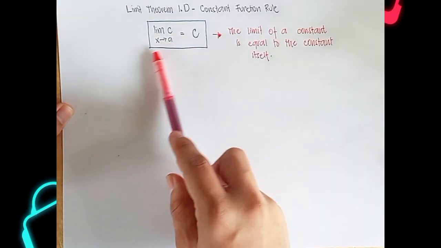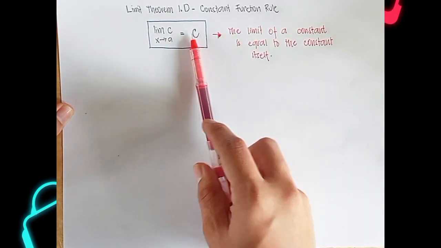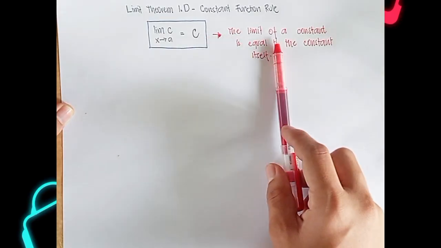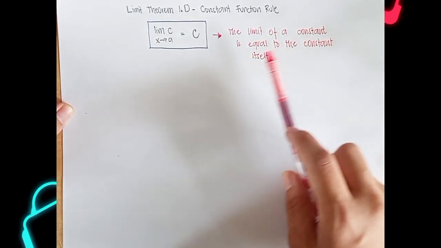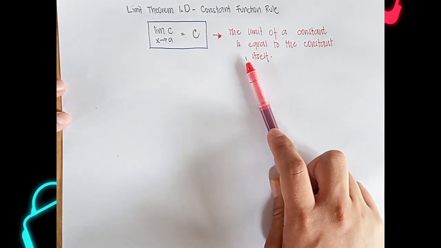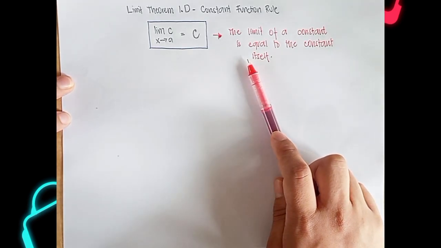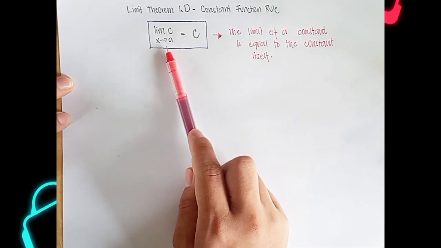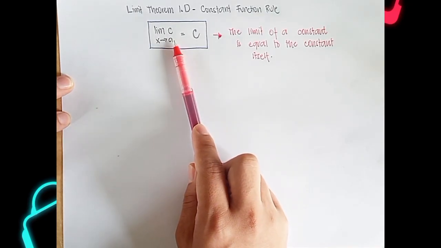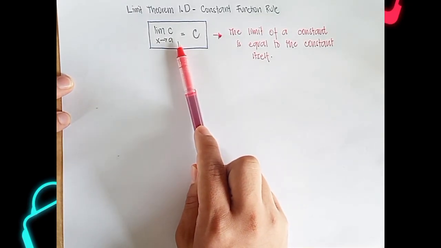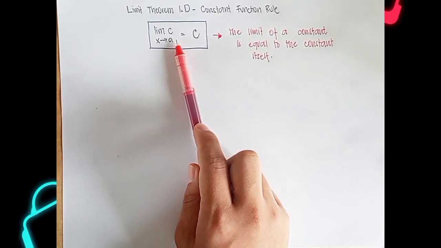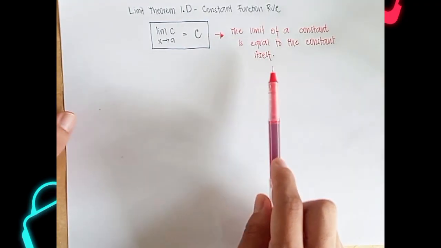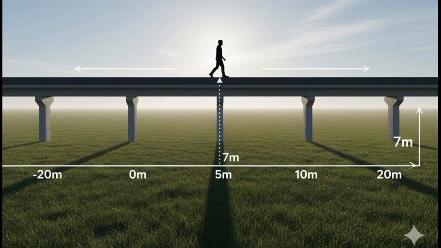So what does this mean? The limit of a constant is equal to the constant itself. The constant function rule is one of the simplest limit theorems in calculus and is also one of the most important building blocks. This rule tells us that when we take the limit of a constant function as x approaches any number, the result is simply the constant itself. A constant function is a function that always returns the same value no matter what the input is. Now, let's imagine this.